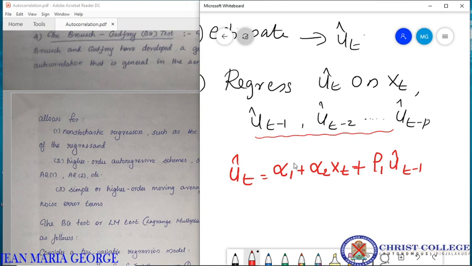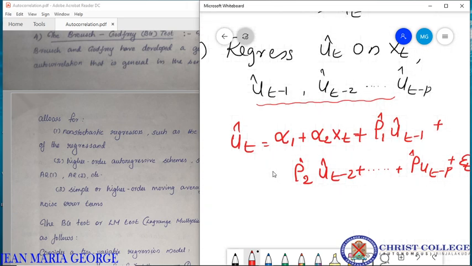So we are including the autoregressive coefficients, the autocorrelation coefficients: u hat t minus 1, plus rho 2 u hat t minus 2, etcetera, up to rho hat u t minus p, plus epsilon t. So this is the regression that we have to run: u hat t on xt, u hat t minus 1, u hat t minus 2, up to u hat t minus p. That is the second step, the regression.